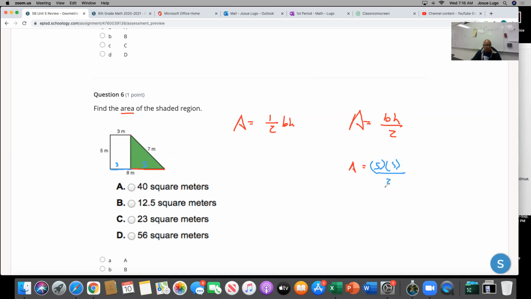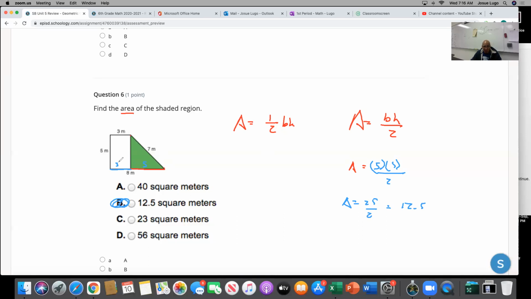And then divide it by 2. That's it. You always divide whatever the product of the base and height is, divided by 2. All right, so 5 times 5 is 25. 25 divided by 2 is equal to 12.5. So ladies and gentlemen, my answer is 12.5 square meters, which makes the answer B. B would be your answer.